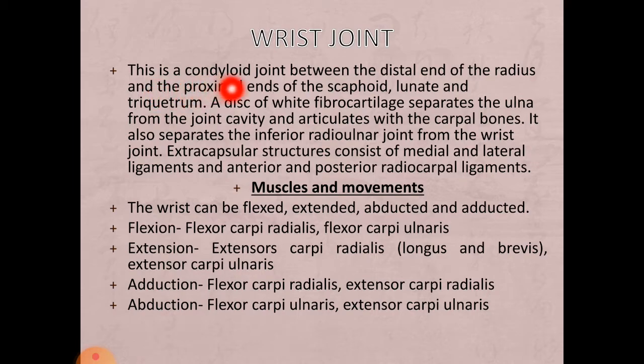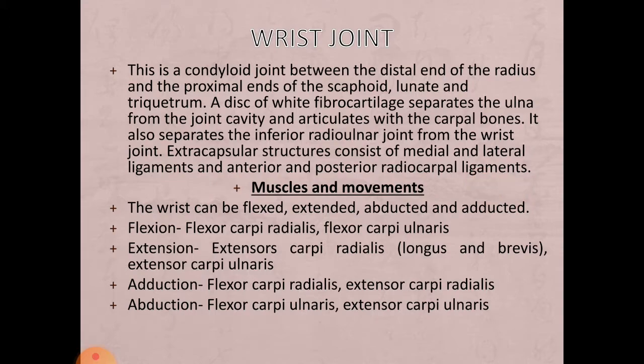So the type of the wrist joint is a condylar joint between the distal end of the radius and the proximal ends of the scaphoid, lunate, and the triquetrum. A disc of white fibrocartilage separates the ulna from the joint cavity and articulates with the carpal bones. It also separates the inferior radioulnar joint from the wrist joint. Extracapsular structures consist of the medial and lateral ligaments and anterior and posterior radiocarpal ligaments.